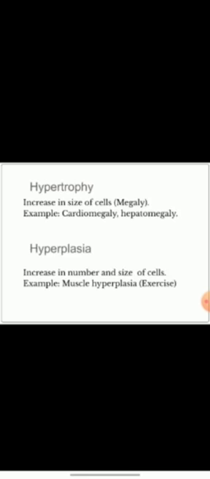Then there is hypertrophy, increase in the size of the cells, which is also known as megaly. Examples are cardiomegaly and hepatomegaly. Hyperplasia means increase in number and size of the cells, for example muscle hyperplasia secondary to exercise. Atrophy means decrease in the number and size of the cells, and that can be disuse atrophy, muscle wasting, as when a person is lying down in bed for a long time secondary to surgery or orthopedic damage. So in that case the atrophy takes place.